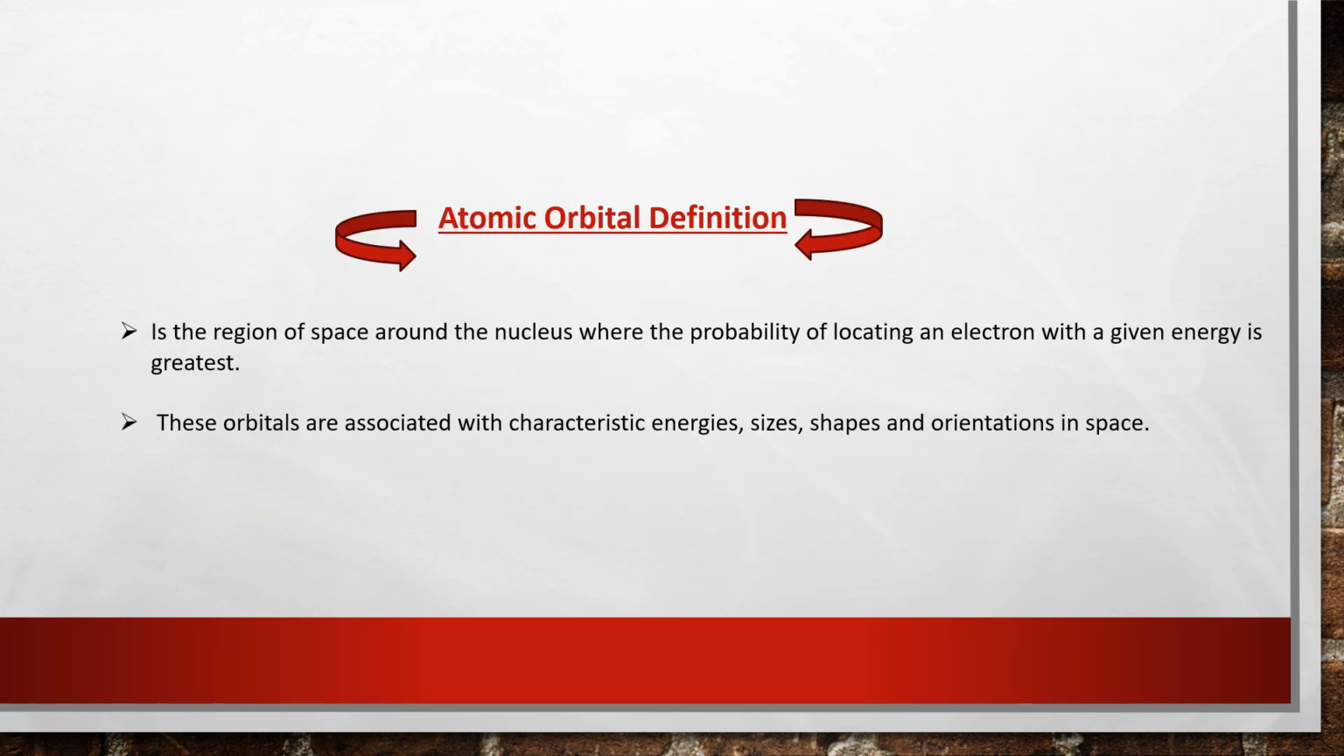Atomic orbital definition. Atomic orbital is the region of space around the nucleus where the probability of locating an electron with a given energy is greatest. These orbitals are associated with characteristic energies, sizes, shapes, and orientations in space.